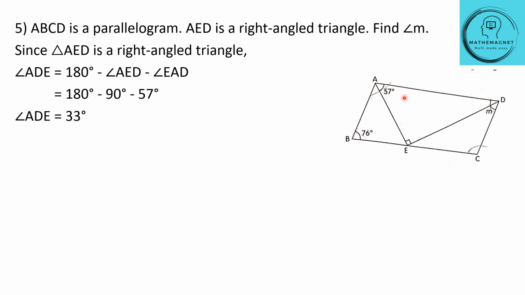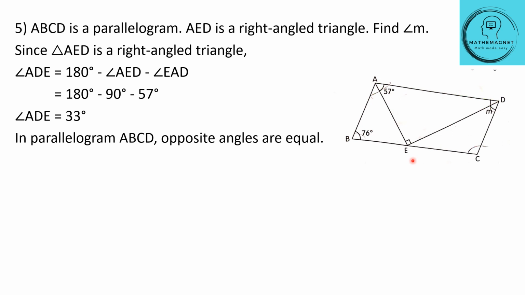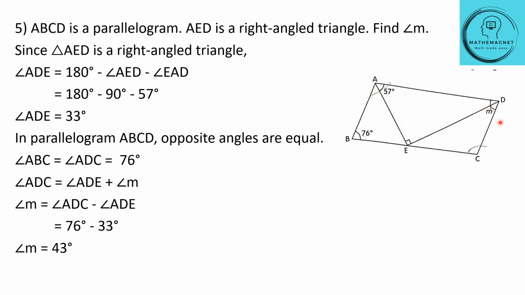So this angle will be 90 minus 57, which is equal to 33 degrees. Now you know angle ADE is equal to 33 degrees. So in parallelogram ABCD, the opposite angles are equal. If this is 76 degrees, this has to be 76 degrees. Now you know this ADE is equal to 33 degrees. So angle M will be 76 minus 33, which is equal to 43 degrees. So the unknown angle M is equal to 43 degrees.